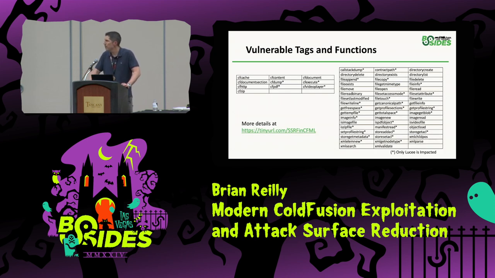So when I found the first example of this, I went through and wrote a bunch of fuzzing test cases for a bunch of tags and a bunch of functions, passed in URLs, listened for callbacks, and identified a bunch of tags and functions that could be potentially vulnerable here. I will call out that some of these are marked with an asterisk. Those are tags or functions that are only vulnerable in the open source Lucee CFML engine and not Adobe ColdFusion, but there is some overlap between the two. I have the full list and additional information at the URL there.